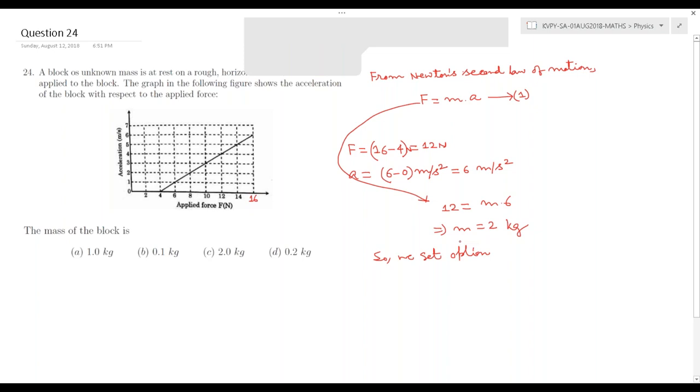How come? No, it is force is equal to mass into acceleration. Yeah, that's what we are getting, 2 kg. So you get option C as correct.